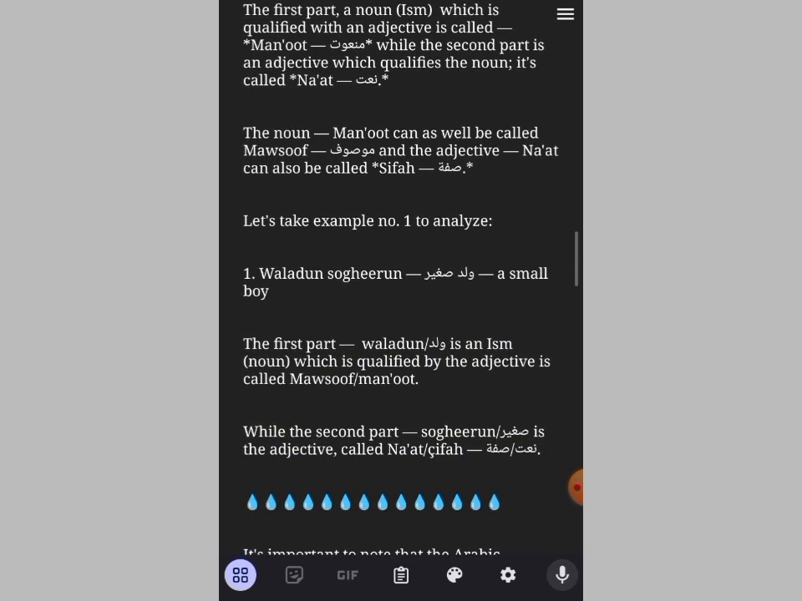Waladun صغير, a small boy. The first part, waladun, is a nakira and is an ism. It is called mawsuf or man'ut, but I'll be using mawsuf mostly. This mawsuf is the object being qualified. The second part, صغير, is sifa or nat, which is the adjective itself. It qualifies the noun. I believe that's understood. Okay, let's move on.